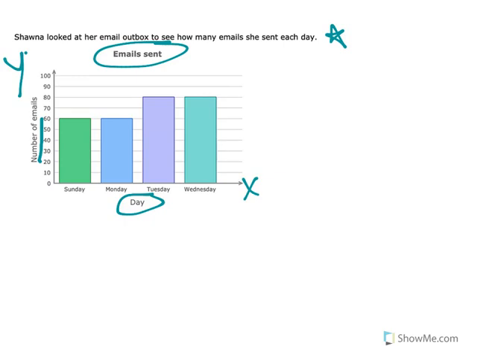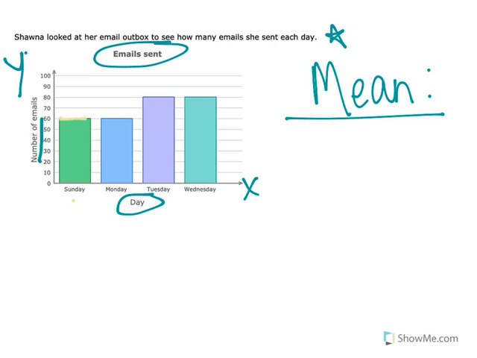Just like in our previous example, I'm going to write the data points off to the side so I can find the mean of this data set. So again, what I'm going to do is look at each day. I'm going to look at Sunday, and I know that if I go all the way up to the top, the height of the bar lines up with the number of emails that are sent that day. So on Sunday, Shauna sent 60 emails.